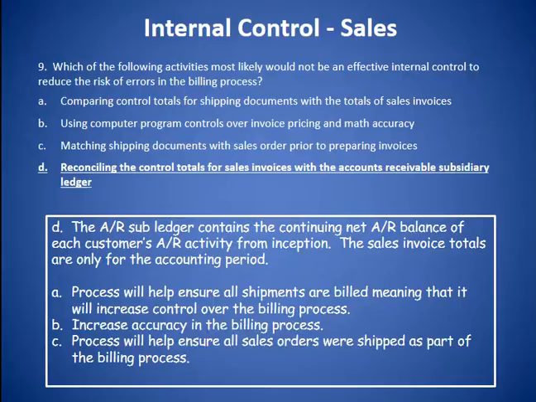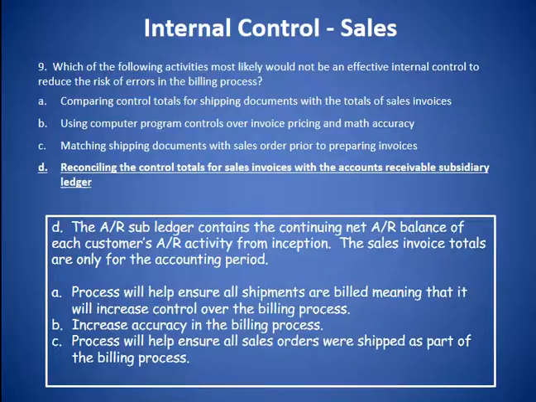Okay, let's take a look at the answer to number 9. Which of the following activities most likely would not be an effective internal control to reduce the risk of errors in the billing process? And in this case, out of the four responses, the correct answer is D. Reconciling the control totals for sales invoices with the accounts receivable subsidiary ledger.